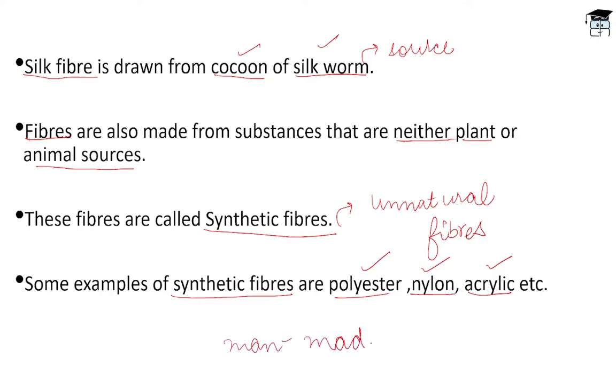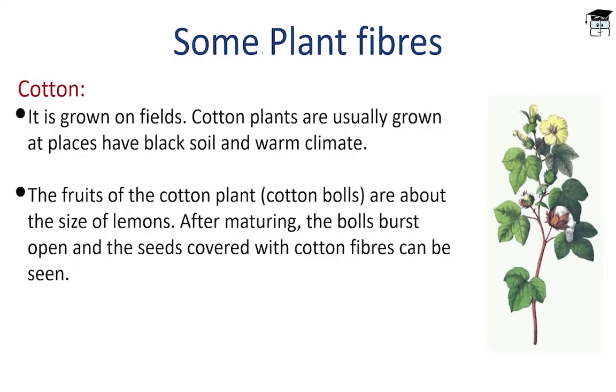Okay, these are not natural, hence they are unnatural fibers. I hope this is clear to you all. Now let us discuss some plant fibers in detail. Starting with the first plant, which is cotton. It is grown on fields. Cotton plants are usually grown at places having black soil and warm climate.